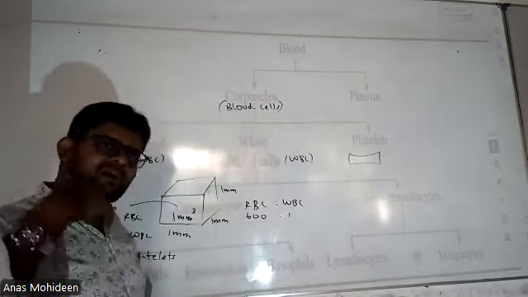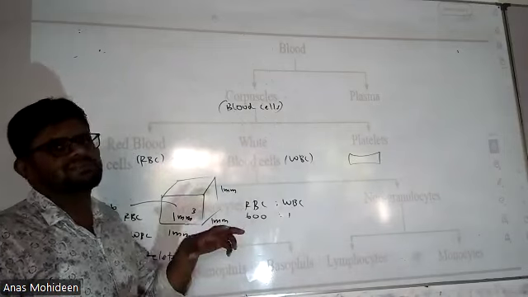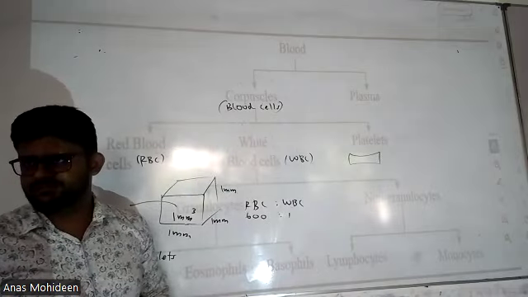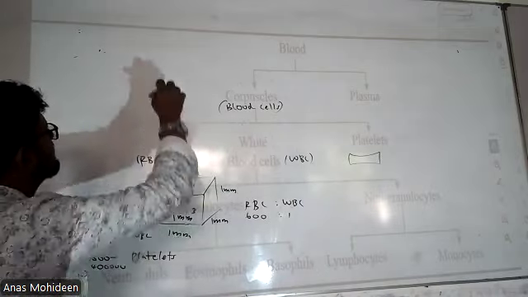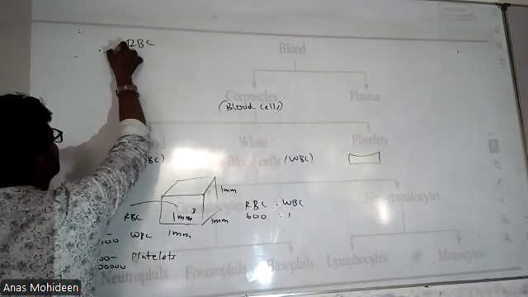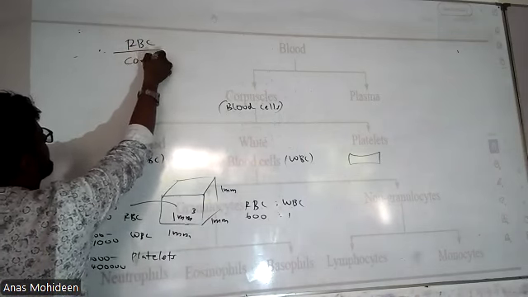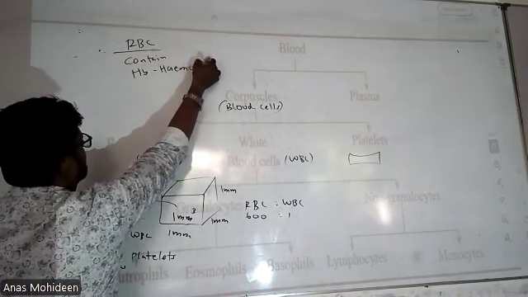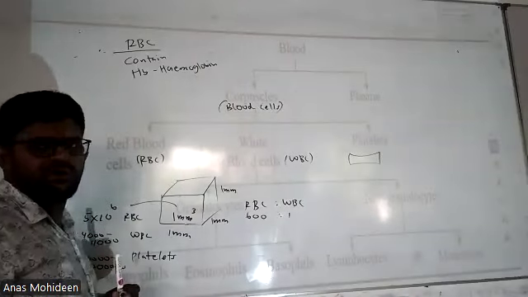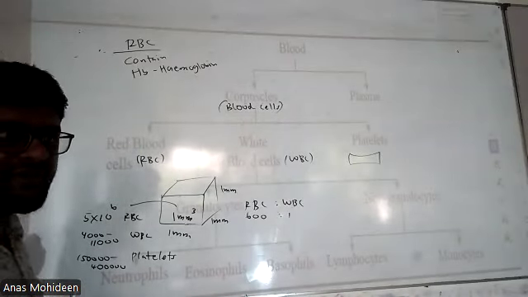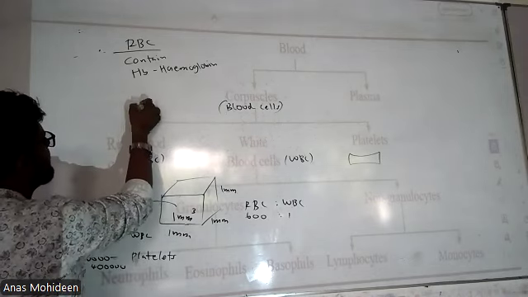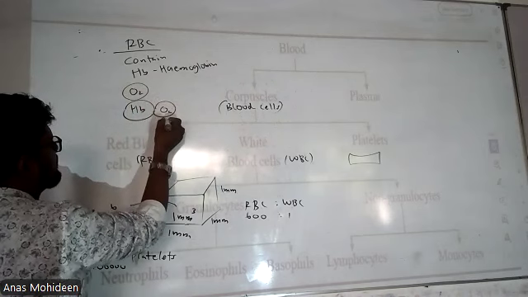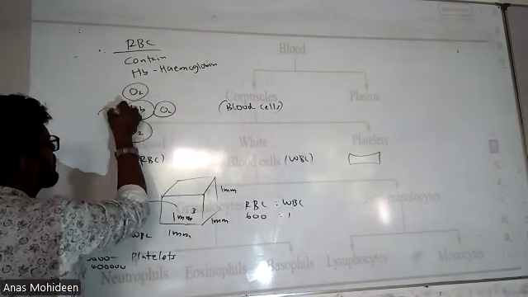Right. Functionality. RBC is there to transmit oxygen, to transfer oxygen towards the organs, towards the cells. How is it happening? Within this RBC, we have HB. What is HB? Hemoglobin. Within this RBC, we have hemoglobin. This hemoglobin is the one that carries oxygen.